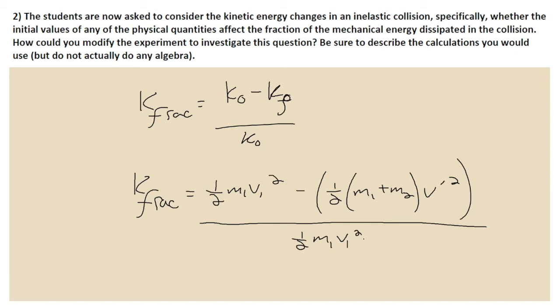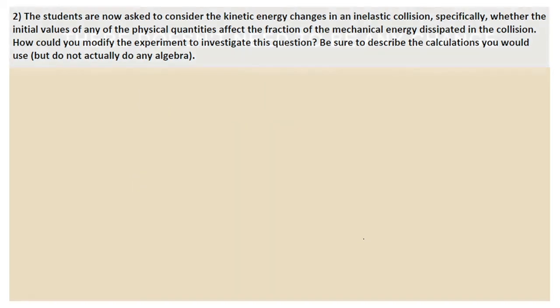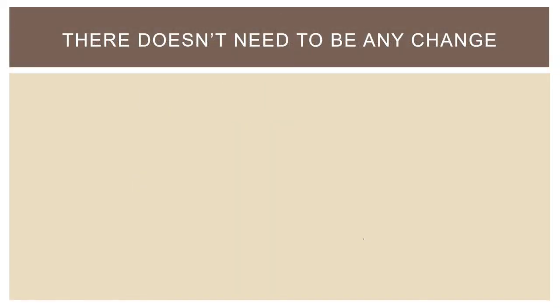Is our experiment already set up to measure m1? Yeah. What about v1? Yeah. What about v prime? Yeah. What about m2? Yeah, that was the whole point of the experiment. The point here is, for this experiment, there doesn't need to be any change to the experimental apparatus whatsoever. Every single thing that we're doing is already perfectly set up to answer this question.